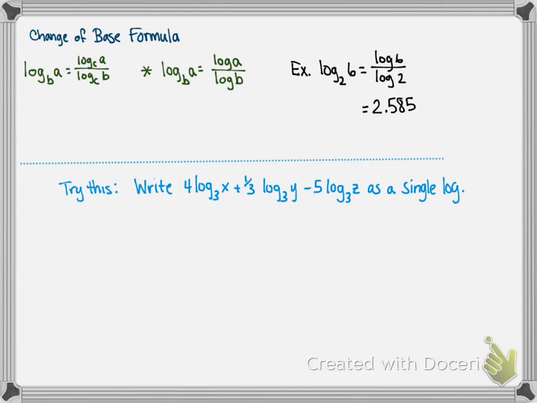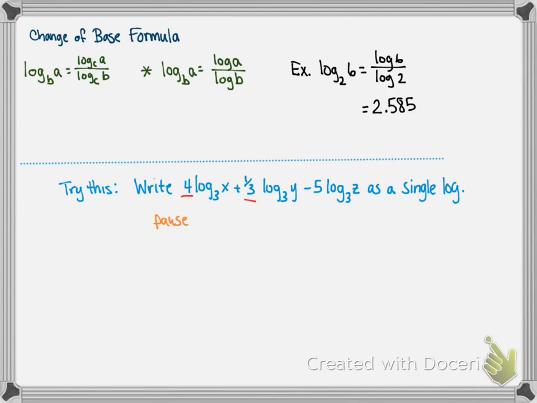So try this. Using the properties on the previous screen, write 4 log base 3 of x plus 1/3 log base 3 of y minus 5 log base 3 of z as one single log. Pause while you try this, looking back at your notes, and then see if you confirm your answer here.